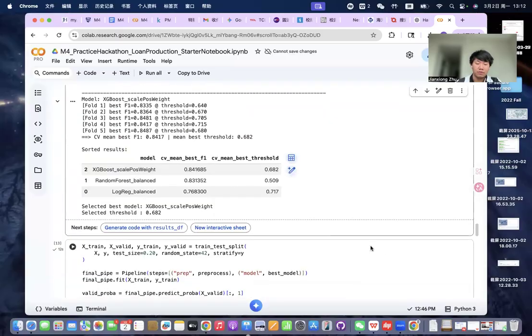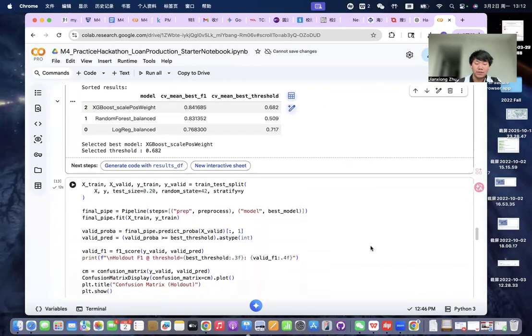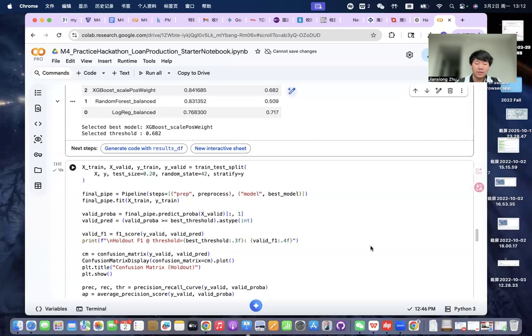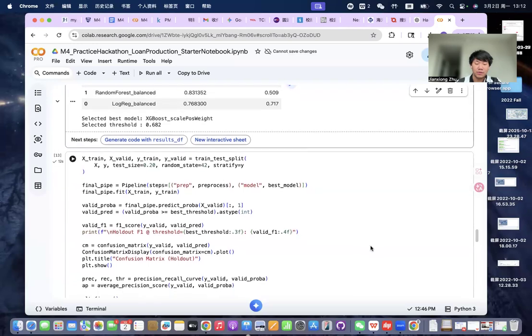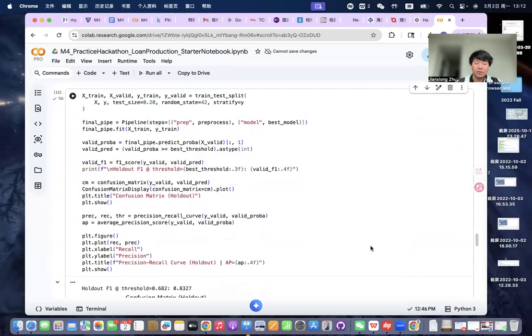And what's next is the confusion matrix interpretation. On the holdout set, the true negative is 5344, the false positive is 256, the false negative is 276, and the true positive is 1324.